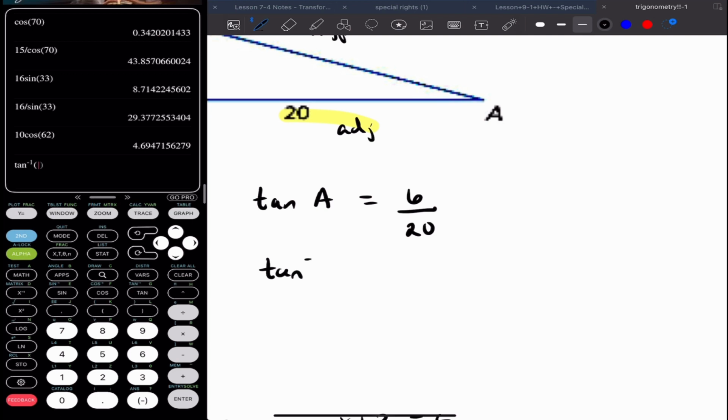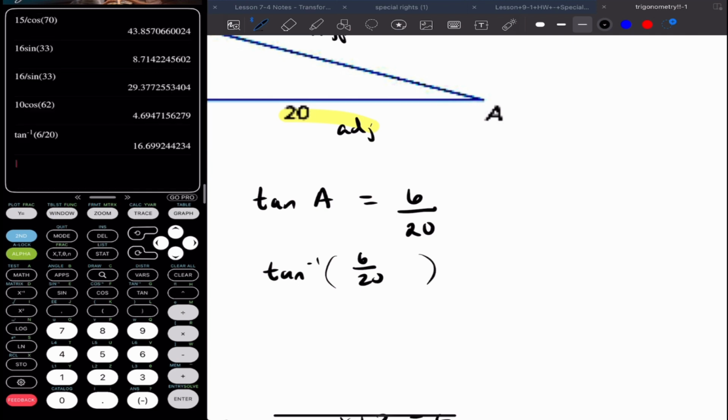So it's inverse tangent. So we have the inverse tangent of, and you can see we have parentheses involved in the calculator. We're gonna write 6/20. So put 6 divided by 20, hit enter. The measure of angle A, so how long is this angle here, is approximately 16.7 degrees.